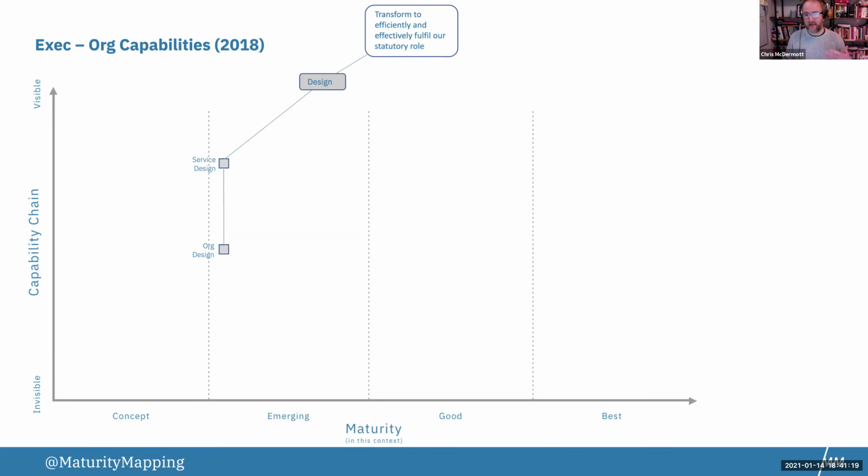That is service design. For the organization we're mapping, our customers were more aware of our service design capabilities and how we were doing service design than they were of our organizational design. That was something that was less visible to them. What you can also see in the x-axis is the maturity scale from concept through emerging to good and best.